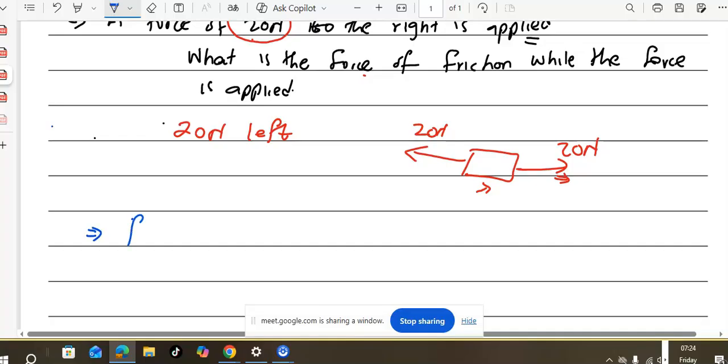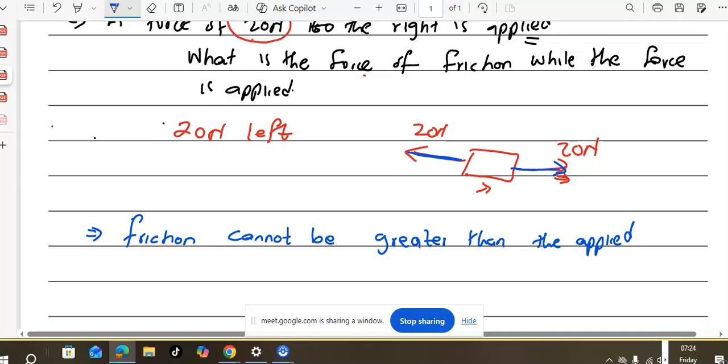If I write this, you'll understand. Friction cannot be greater than the applied force. This frictional force cannot be greater than the applied force. That's what we know again.